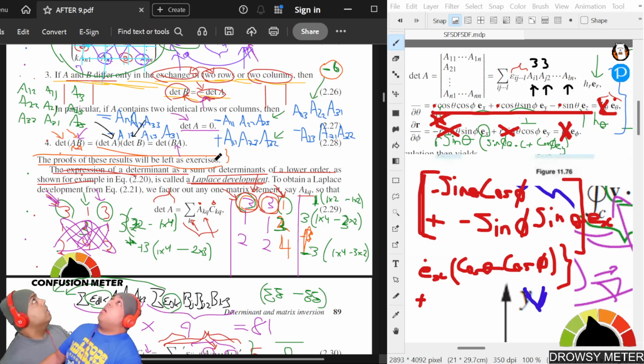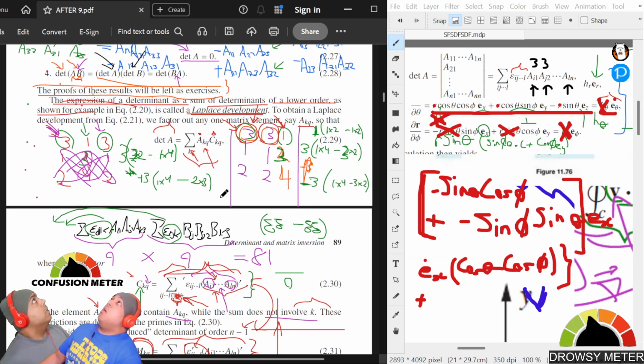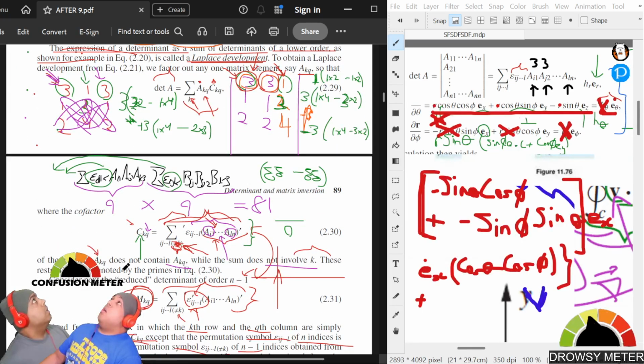The expression of a determinant as a sum of determinants of lower order is called a Laplace development. To obtain the Laplace development, we factor out one matrix element so that the determinant of A is equal to the sum of the product of a matrix element times the cofactor, where the cofactor of the element AKQ does not contain AKQ.